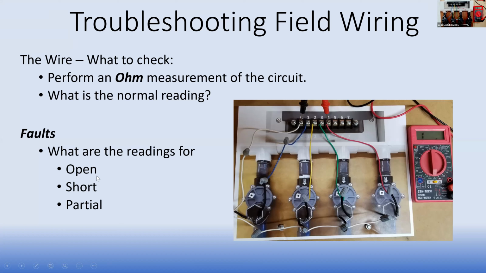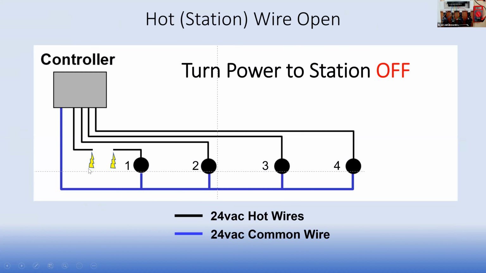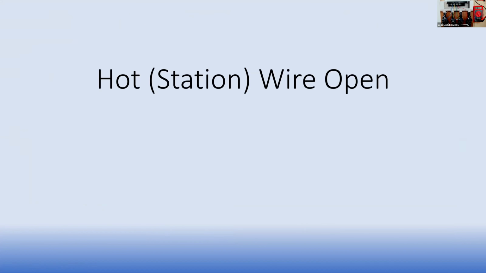Which ones were good, which ones were shorted, which ones were open. Okay. So one of the next things we're going to do is look at what happens if we have a hot station and want to isolate which station is bad. Or is it more than one station? Or is it the hot wire? Or is it the common wire?